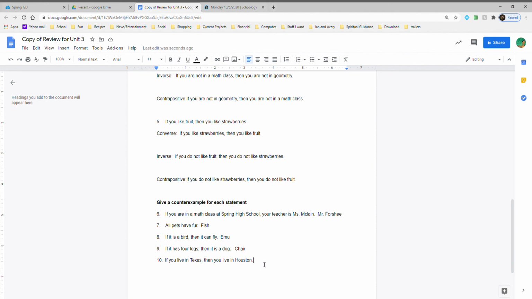If you live in Texas, then you live in Houston. And I could say, no, I live in Spring. Okay, I live in Texas, but not in Houston. I have something with 4 legs, but it's not a dog. There's a bird, but it cannot fly. I have a pet, but it doesn't have fur. I'm in a math class, but it's not Miss McLean's. You tell me what is the exception then?